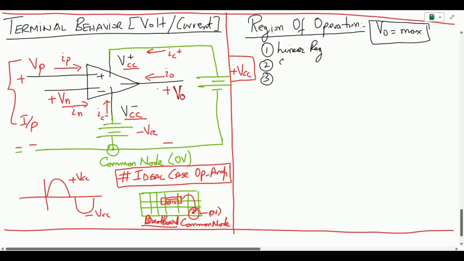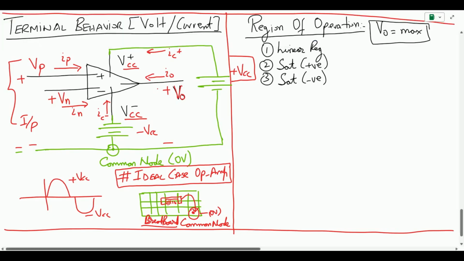The second is called the saturation region with the positive, and the third is called the saturation region with the negative value. So for all these regions, there are specific mathematical expressions associated with them. What are those expressions? We are first going to write them and then we are going to understand them.